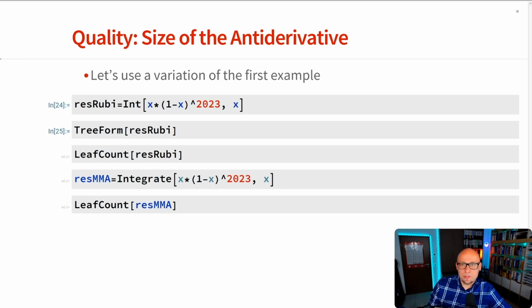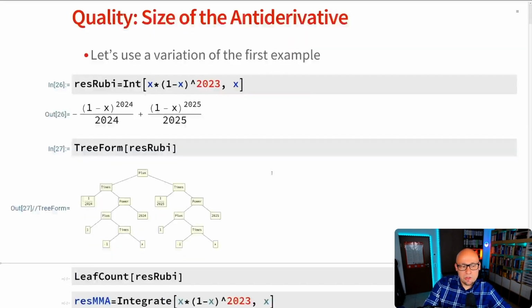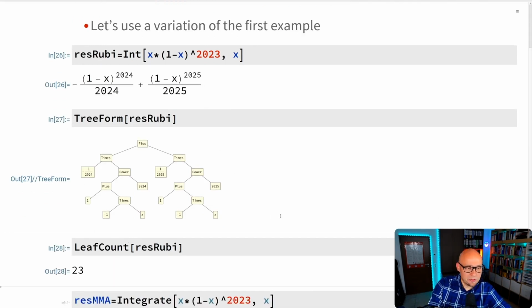We will use the very first example we've seen, but we will change the exponent to a 2023, which is more appropriate, I think. So when we integrate this with Ruby, we get a pretty short result. And to now look how big this is, we could use something like the tree form, and then we could count the leaves in there. It's not entirely correct what leaf count gives, because it regards, I think, the rational expressions a bit differently. But leaf count gives a good impression of how complex or big an expression is.